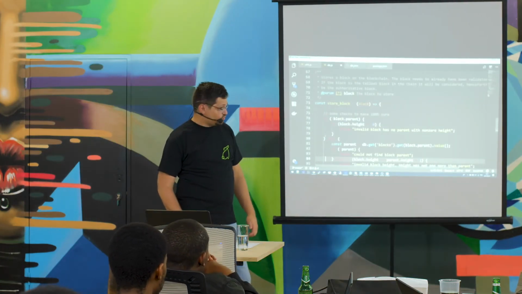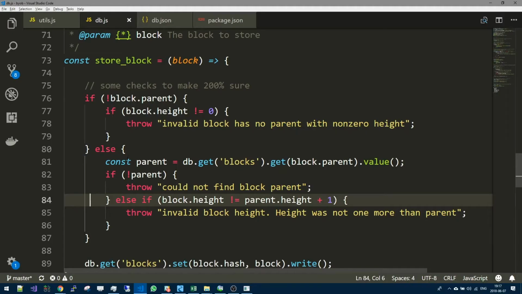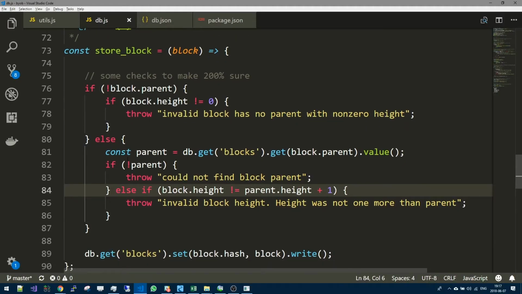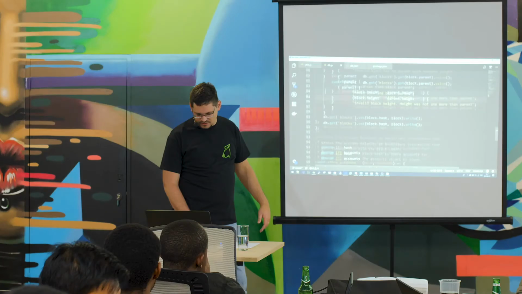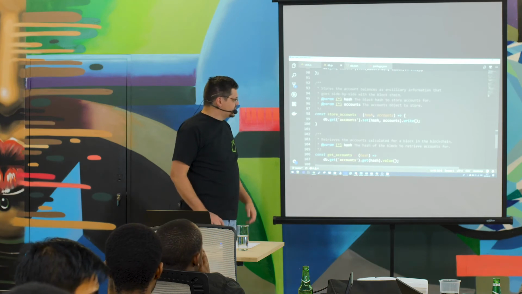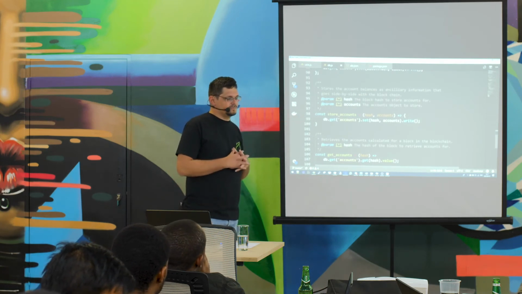Okay, we've got storeBlock. storeBlock stores the block in the database. If the name didn't give it away, it's got some basic checks, but not a lot. We've got storeAccounts. This is maybe something that we need to consider.